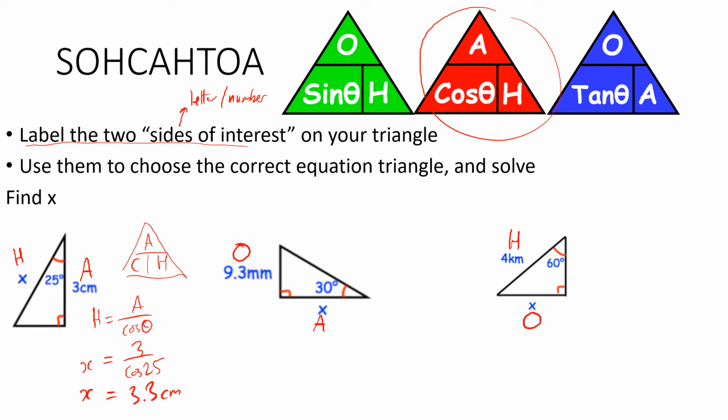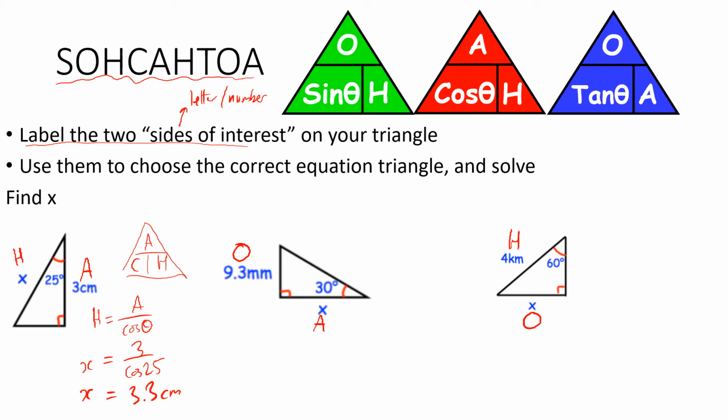Now, where does this word Sohcahtoa come into all this? It's just a way of remembering these three triangles. If you look at what we've done here, we've got S, O, H, C, A, H, T, O, A. Overall, Sohcahtoa. And that's just a way of remembering how these triangles go.